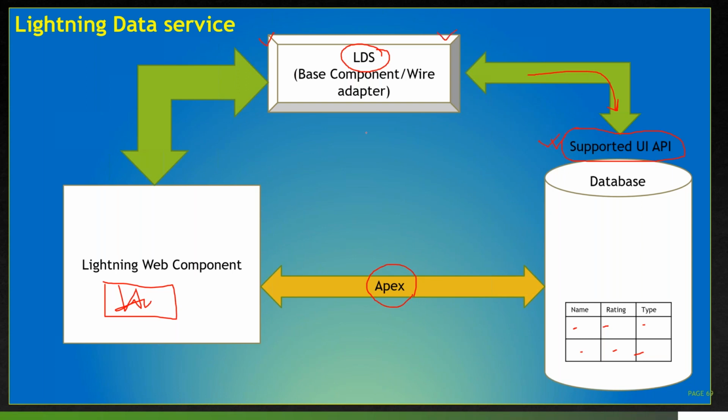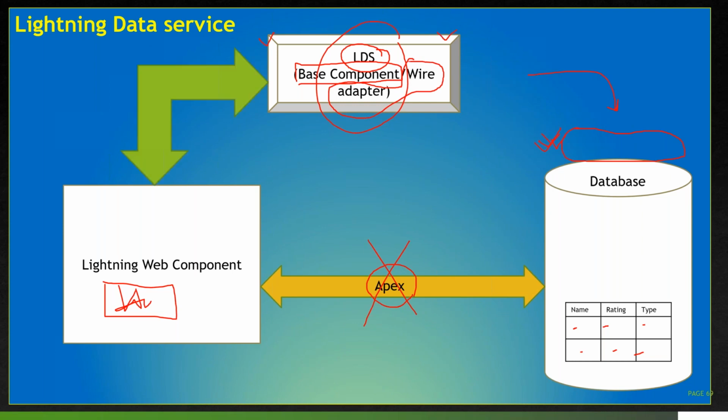So okay, this is the overall flow of what you understood. Whenever I want to access data from my database or from my object, and if that object supports UI API, nothing but user interface API, then I don't need to write an Apex program. Simply I can use LDS to access my data. On top of LDS, there are some base components provided to us, or there are some wire adapters given. Either of them we can use to access the data.